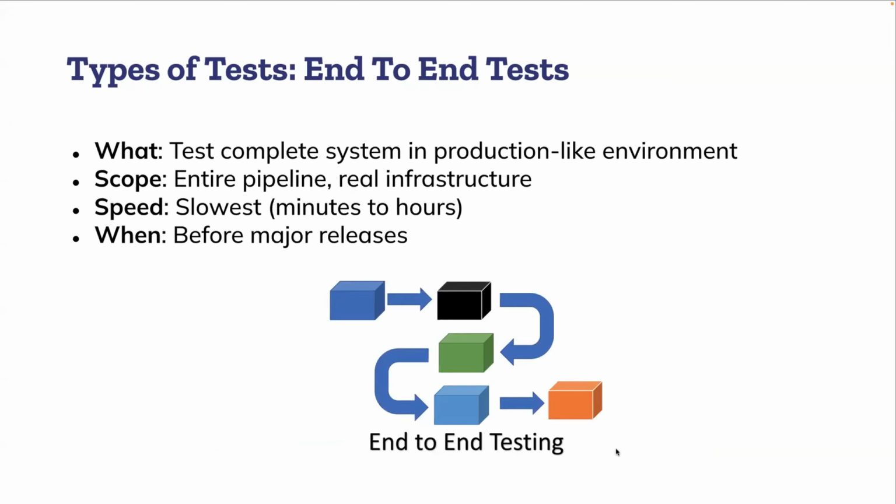And then we have end-to-end tests, where we are testing a complete system in a production-like environment. We might be testing with sample data. We might be testing with real data. We're testing the entire pipeline, basically. And these are sort of the most pain in the neck kind of tests to set up, because there's so many components involved, but they're very, very important. And because of their scale, obviously they're the slowest to run. And usually you test these before major releases, before any sort of releases to production, I'd say.